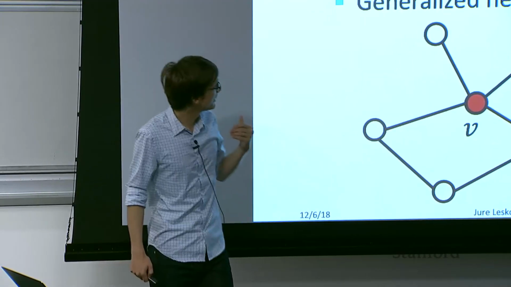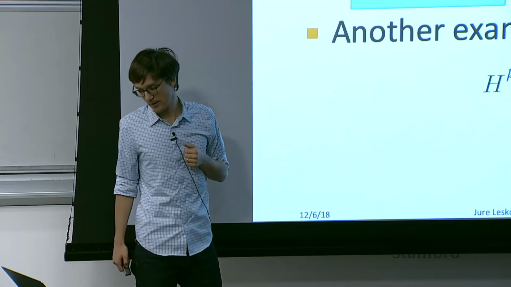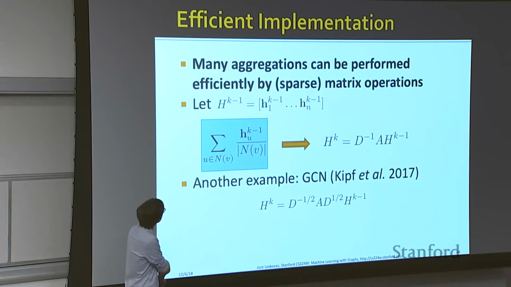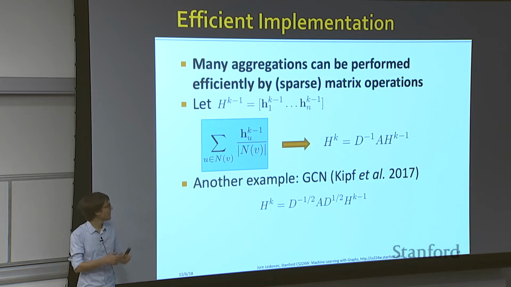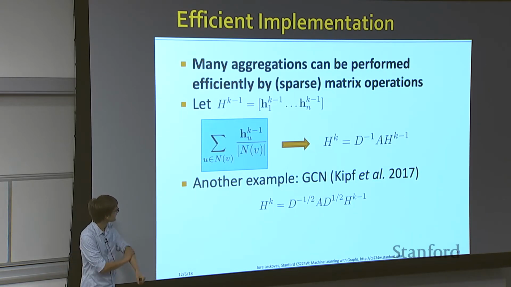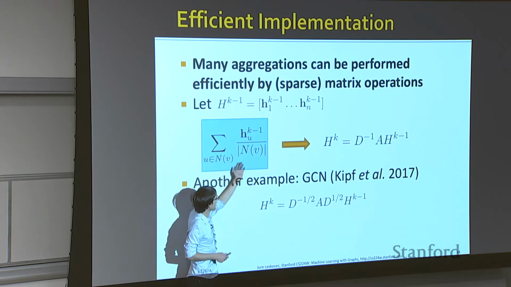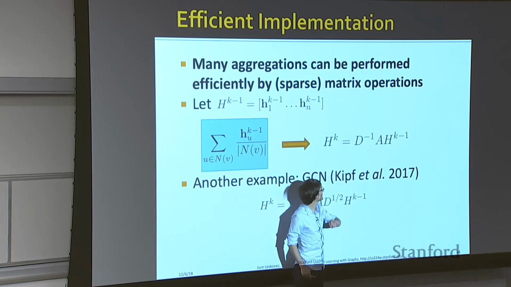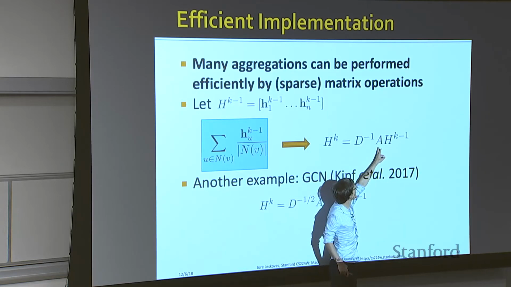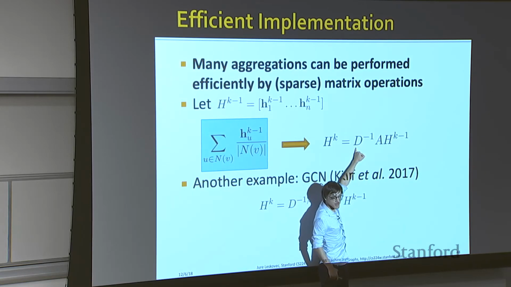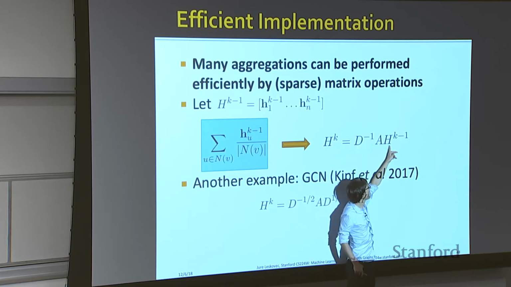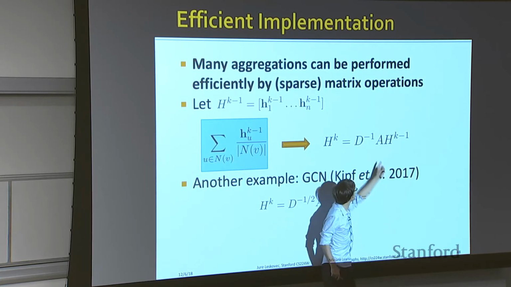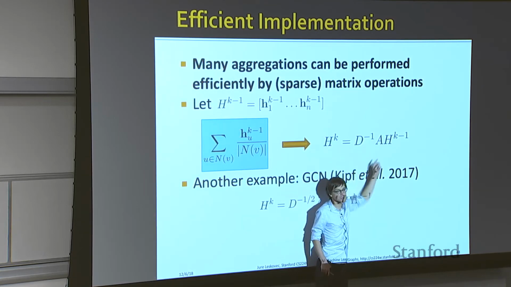The way you would efficiently implement these methods is to realize that you can write this very nicely as sparse matrix multiplications, right? Everything that I've written, how you are aggregating from the neighbors, you can write out as a matrix multiplication, where A is the adjacency matrix, D is a degree matrix, same as in spectral clustering, and these are the message matrix from the previous layer. So essentially all you have to implement is this type of iteration, right?